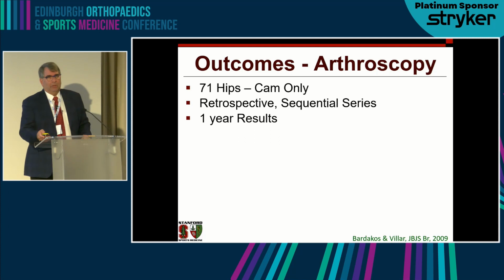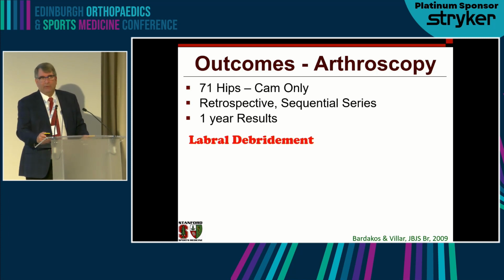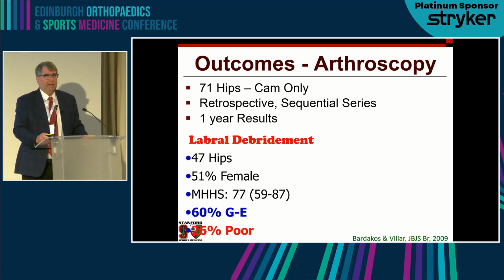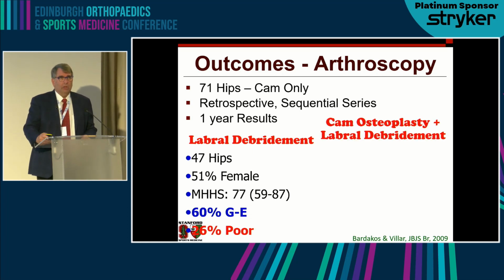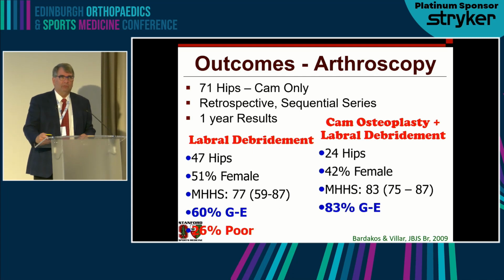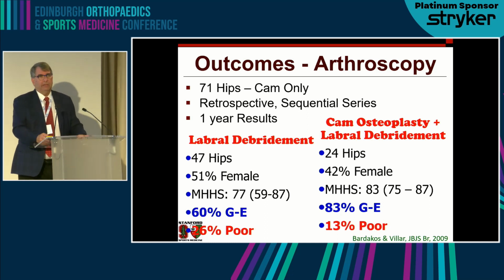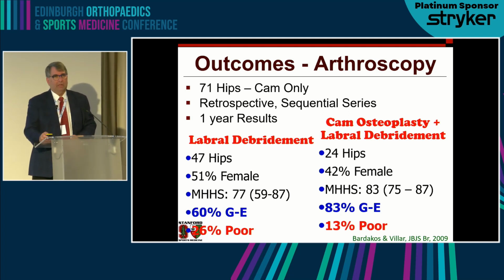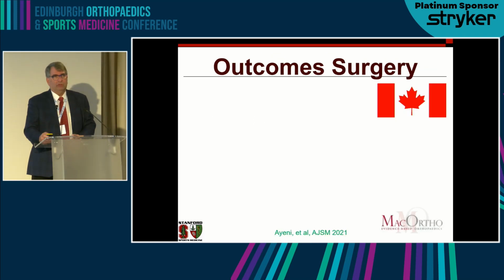When you look at a study from Ricky Villar, he looked at 71 hips that had CAM FAI anatomy. It was a retrospective sequential series where those that he did just partial labrectomies, there were 47 hips, just over half were females, 60% had good to excellent results, and 26% had poor results. Whereas for those that he did CAM resections along with a partial labrectomy, there were 24 hips, 42% female, and 83% had good to excellent results and only 13% had poor results. So he suggested that you need to address the labrum and at the same time address the CAM morphology.